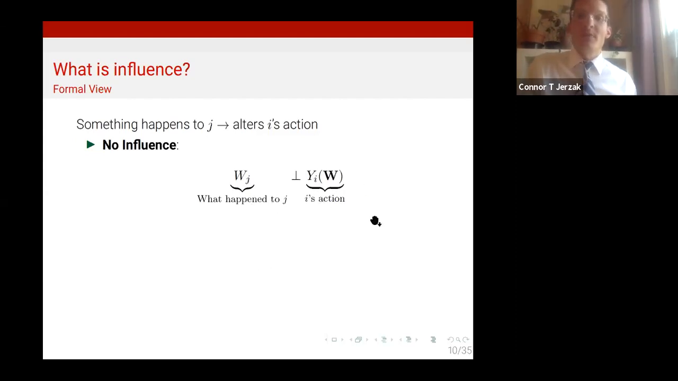So you could rewrite this definition using little w's instead of a capitalized big W, and say that for at least one treatment combination, changing what happens to J changes unit I's action. So we could rewrite that in that way.